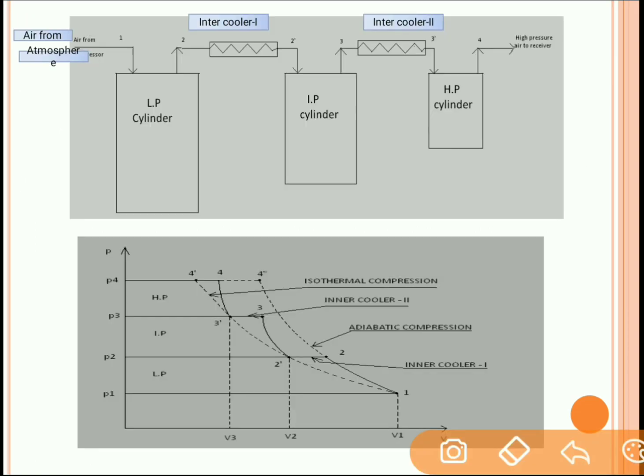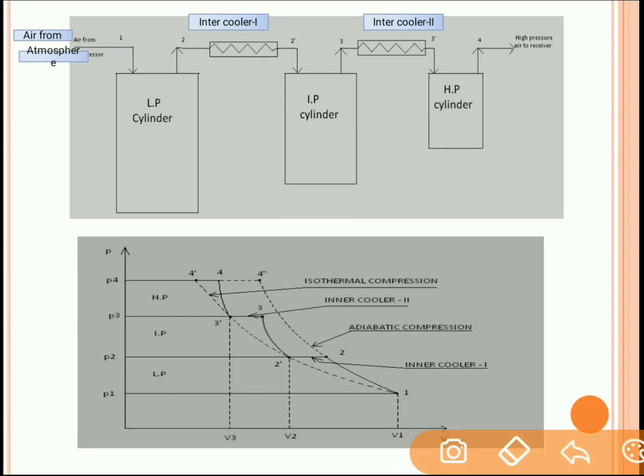This is the three-stage compressor in which there are a total of 3 reciprocating compressors. First is the low pressure compressor, second is the intermediate pressure compressor, and third is the high pressure compressor. Between two compressors there is an intercooler, that is intercooler 1 and intercooler 2. Now let us see the PV diagram of these compressors.